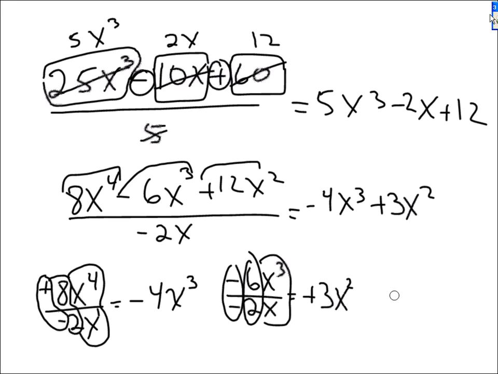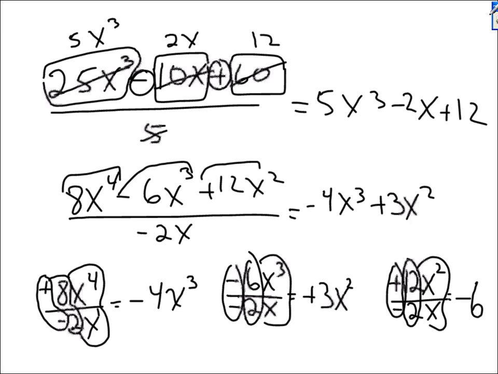Now we have to do positive 12x squared divided by negative 2x. And what I'm writing on the bottom, you can do in your head, fine. I'm just telling you, like always, what you have to think. What you write down, that's up to you. A positive divided by a negative is negative. 12 divided by 2 is 6. And x squared, that is x times x, divided by x, that just leaves 1x. So it's negative 6x.